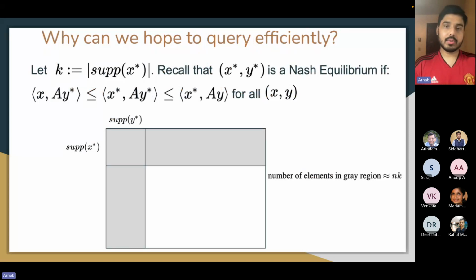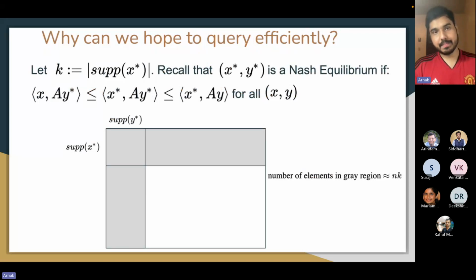There might be a question of, okay, so why do we hope that we can find the Nash equilibrium without querying all the entries of the matrix? So this can be a good motivation to begin with. Say the support size of x star, which is also equal to that of y star, is equal to k. So we'll be parameterizing in terms of k in this talk. Typically a matrix has n squared entries, but our goal will be something like n times polynomial of k. So if k is small, then this is way less than n squared.